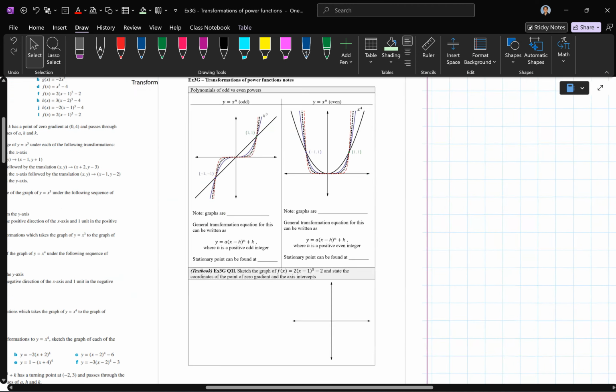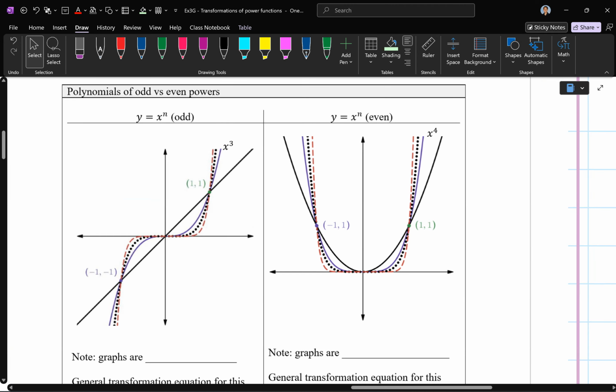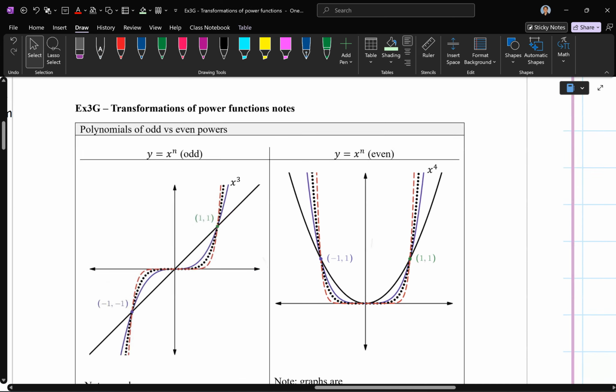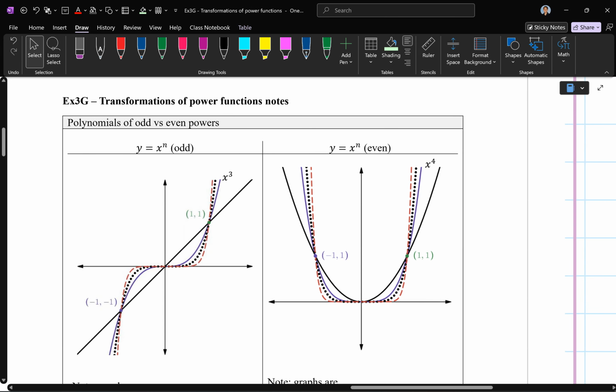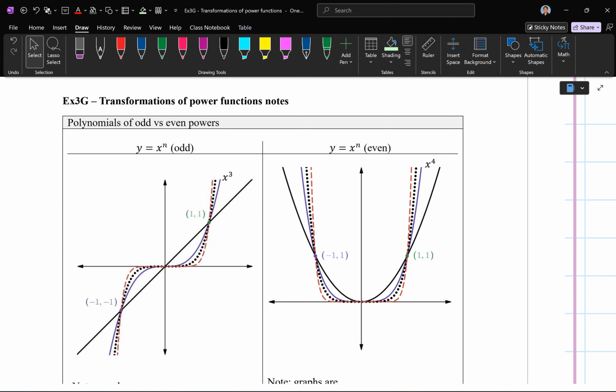So it's x to the power of n. Now, there are a couple of things I want you to see with x to the power of n. So I've actually put in the screenshot of some Desmos graphs. Exercise 3G, x to the power of n when it's odd, x to the power of n when it's even, integers. Okay, integers meaning whole numbers.